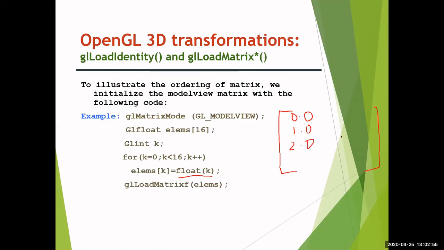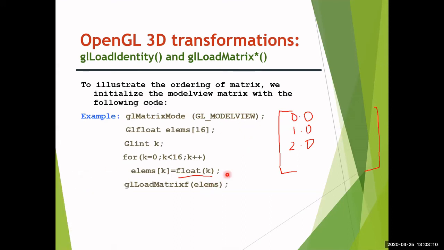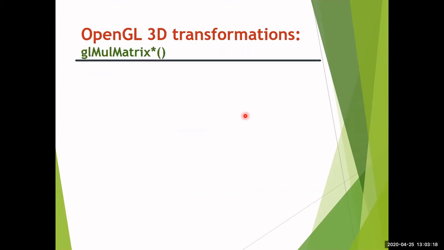Then what I'm doing now, this is my elements, ELEMS array name that I'm storing. I'm telling load matrix F now. This complete array will go and store in the model view matrix. These complete elements, my array values, are stored in the model view. So like that, you have so many options to store the array.